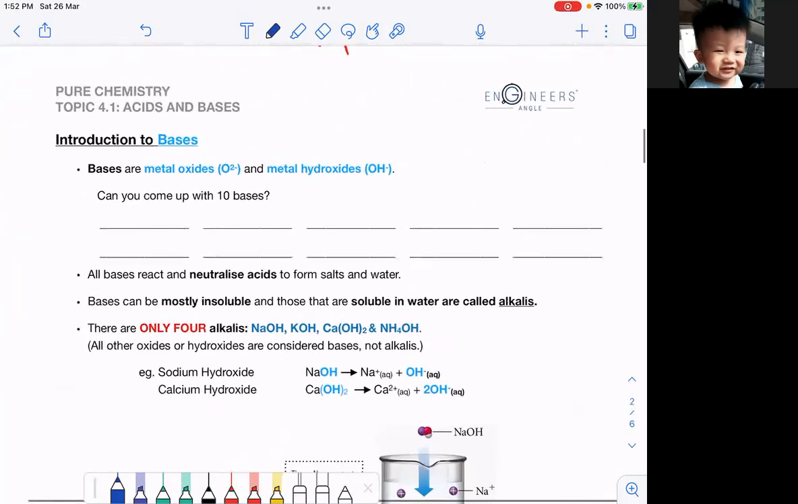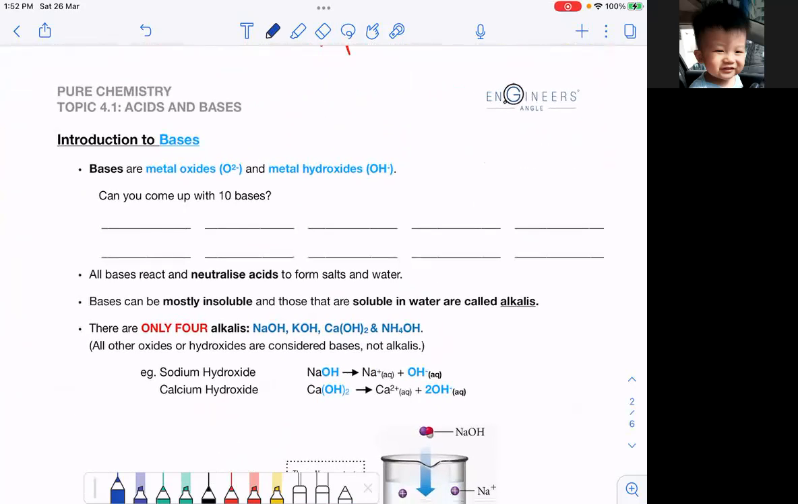Now, introduction to bases. Bases are even harder to understand. I'm very sorry. First page already very heavy. First 2 pages taking a lot of brains already. Memorize the definition. Bases are metal oxides and metal hydroxides. Which means you just need to happily go to the periodic table, grab a random metal, crisscross it with oxide, that's a base. You happily take a metal, crisscross it with hydroxide, which is OH minus, that's a base.